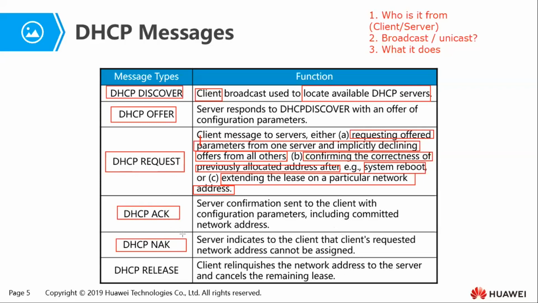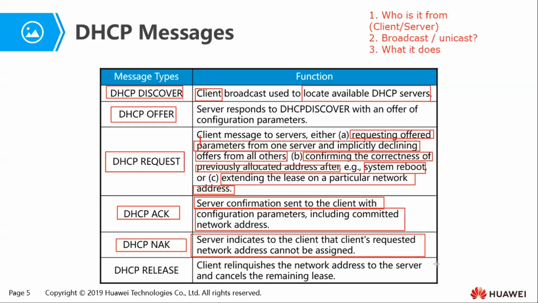So the acknowledgement is used by the server, sent to the client, confirming that they can go ahead and use the network parameters that they have requested for. On the other hand, you can also get a NACK. So the NACK from the server indicates to the client that the client's requested network address cannot be assigned.